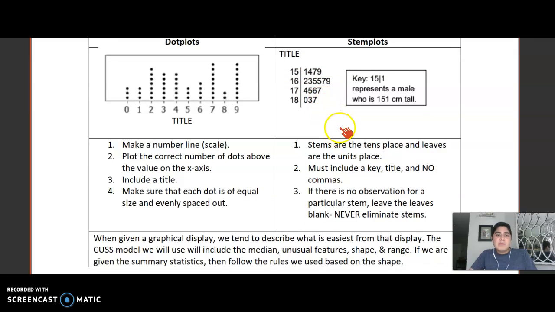And if there is no observation for a particular stem, you're going to leave the leaves blank. You're just never going to eliminate stems, meaning that if there would have been no values in the 170s here, I would have still put the 17 in the scale, but I would have left this area blank.